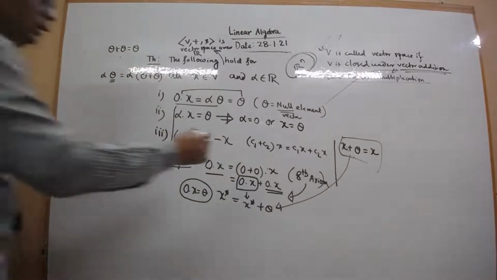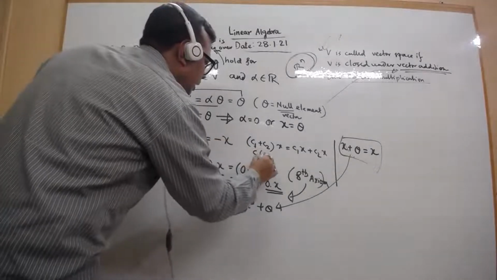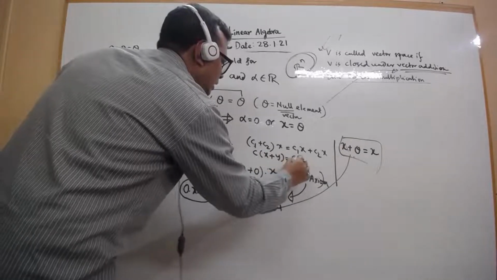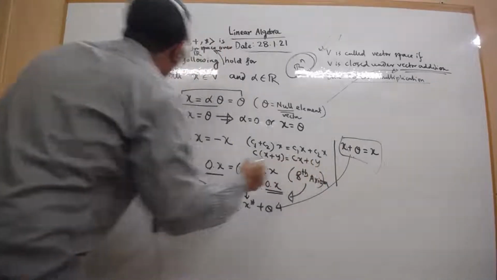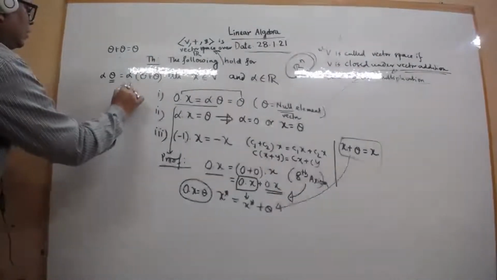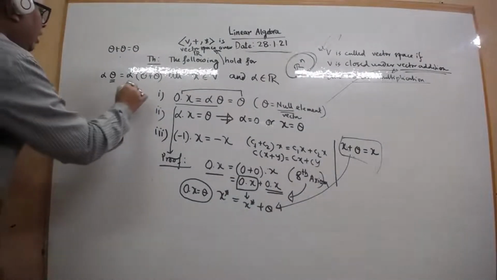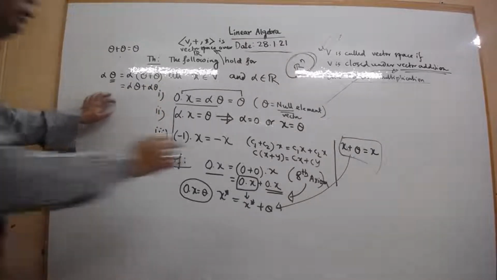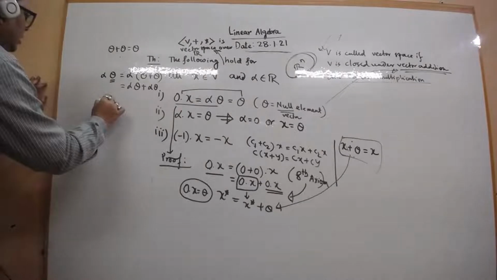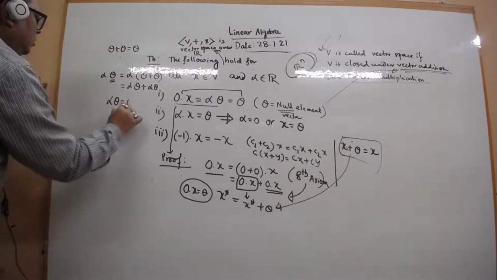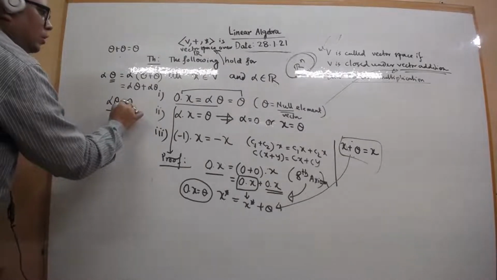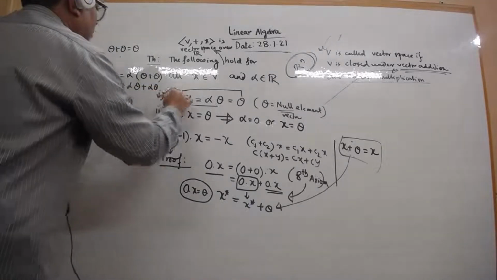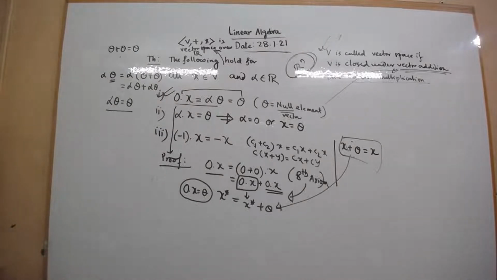Now we use, I think, 9th axiom. I use this axiom: c into x plus y equal to cx plus cy. Then alpha theta. Now compare with this, then you see that alpha theta equal to 0. Alpha theta equal to theta. Hence, 1 is proved.